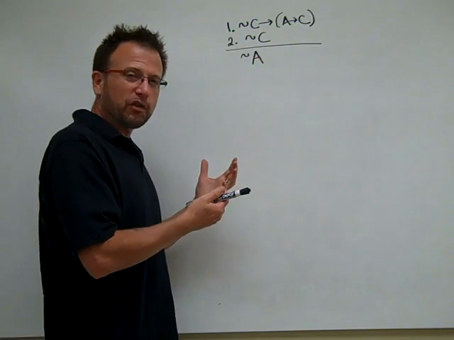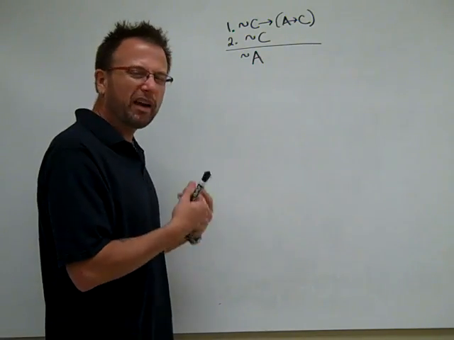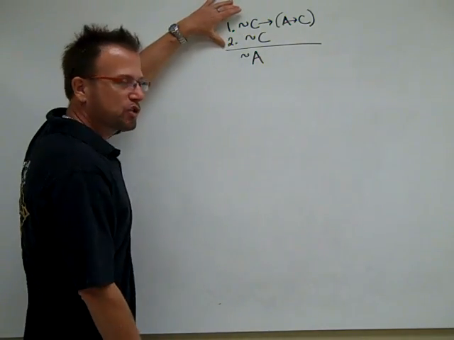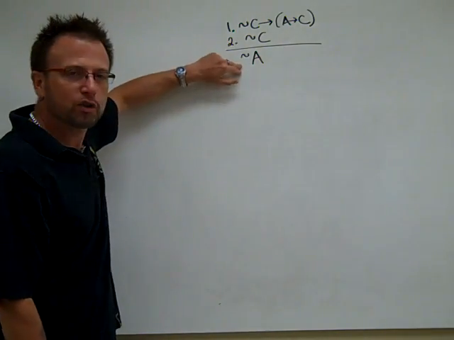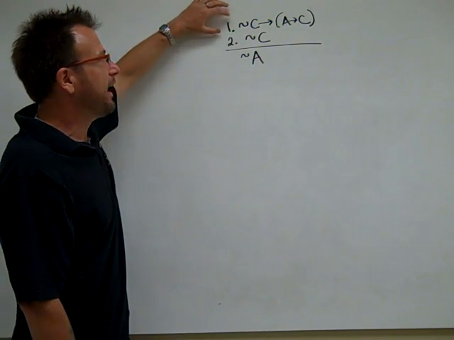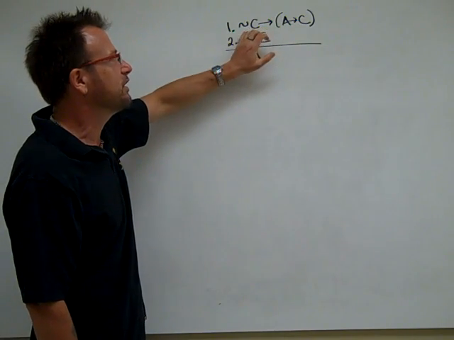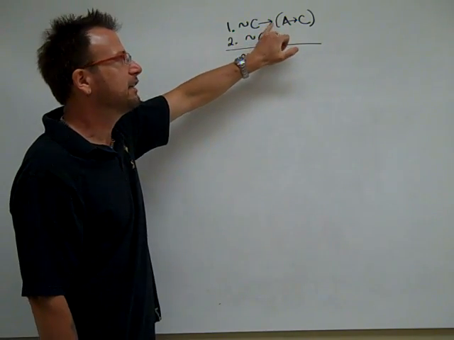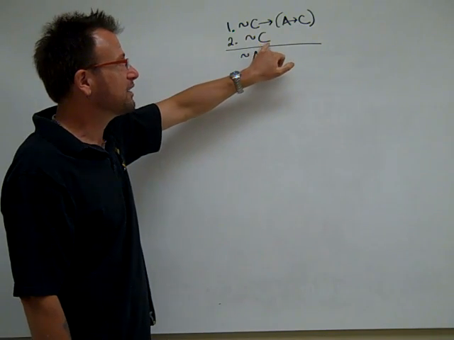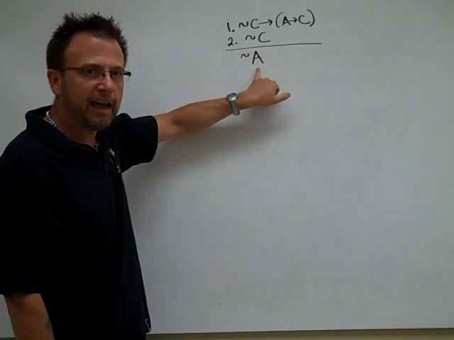Let me explain in this first video how it is that you go about setting this up, or what it is, philosophically, that we're doing. Our argument has two premises and a conclusion that is to be derived from those premises. The first premise is going to be a conditional statement. It says, if not C, then if A, then C. The second premise is not C. The conclusion that's drawn is not A.